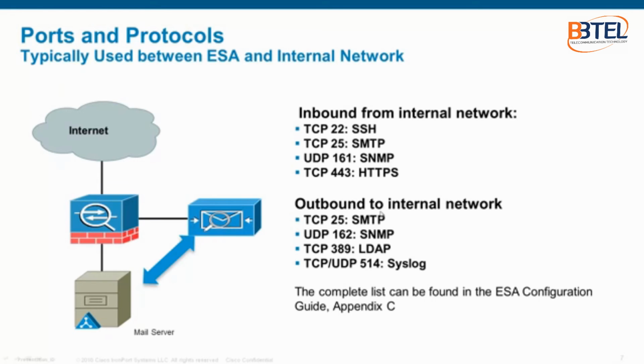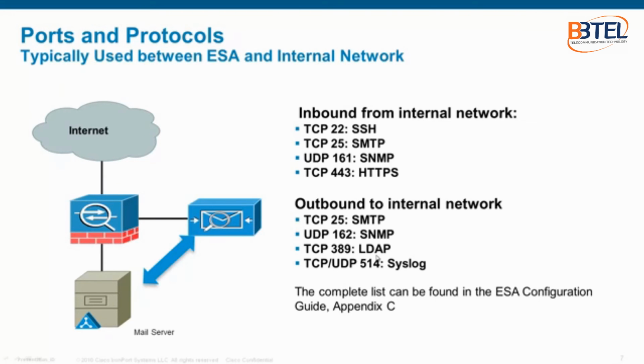And then outbound to the internal network, you have to have port 25 open, 160 UDP 162 for SNMP, and TCP 389 for LDAP, or whatever, if it's secure LDAP or whatever Active Directory service you have, you have to have that corresponding port open through the firewall. And then whatever you need for your syslog server.